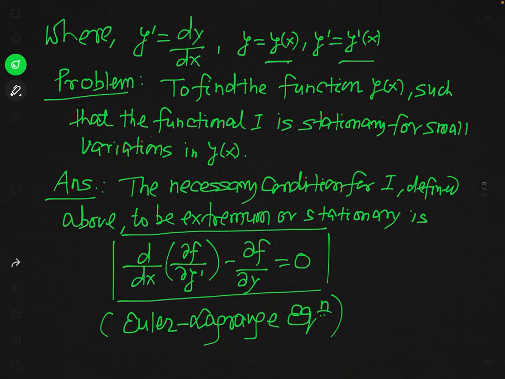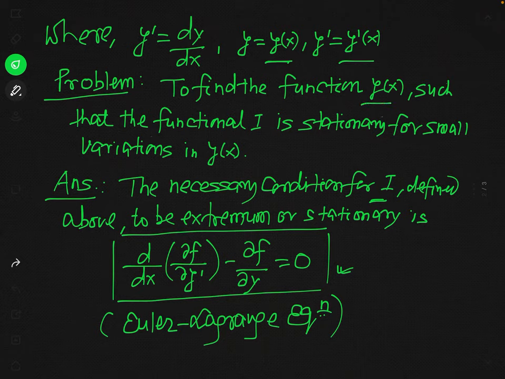Actually, the necessary condition for this integral I, which I have defined above, to be extremum or stationary is this condition, expressed by a differential equation of second order: d/dx of (∂f/∂y') minus ∂f/∂y equals 0. In fact, this equation is known as Euler's equation or the Euler-Lagrange equation. So when this Euler-Lagrange equation is satisfied, then this integral I will be extremum or stationary. And using this condition, you will be able to find the function y of x.